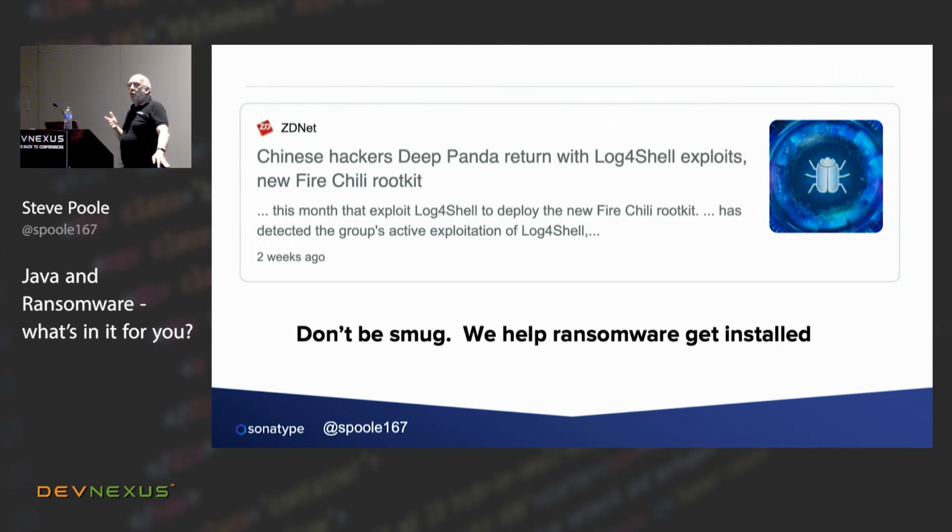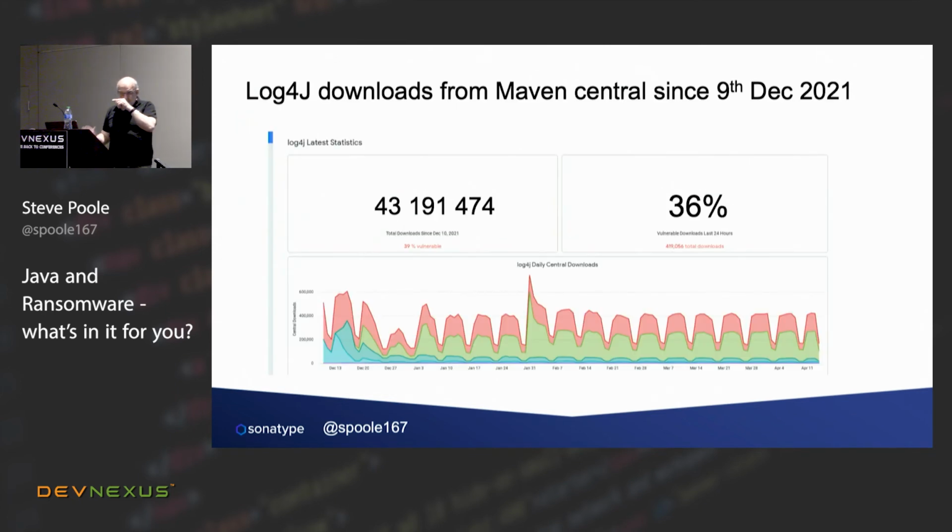And when it comes to trying to get this stuff fixed, as developers, we're not really good. We're actually really poor at this, right? On Maven Central, we track who downloads log4j. We download everything, you know, the numbers. Since Log4Shell was announced, there have been 43 million downloads. And currently, because this is live data from this morning, 36% of current downloads are for vulnerable versions of log4j.